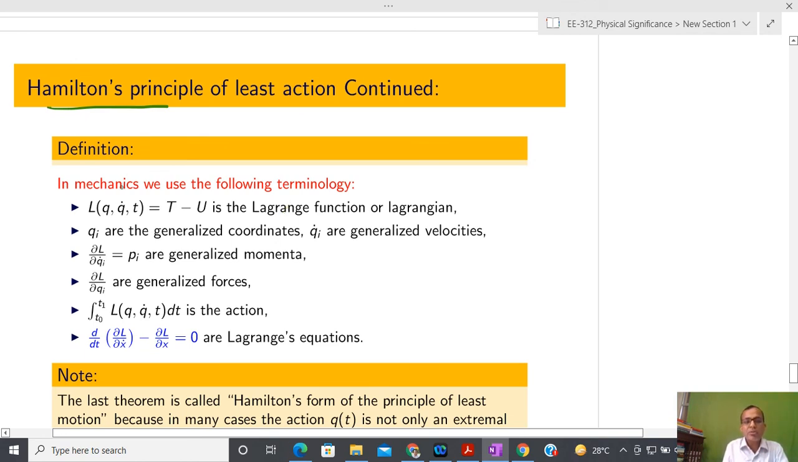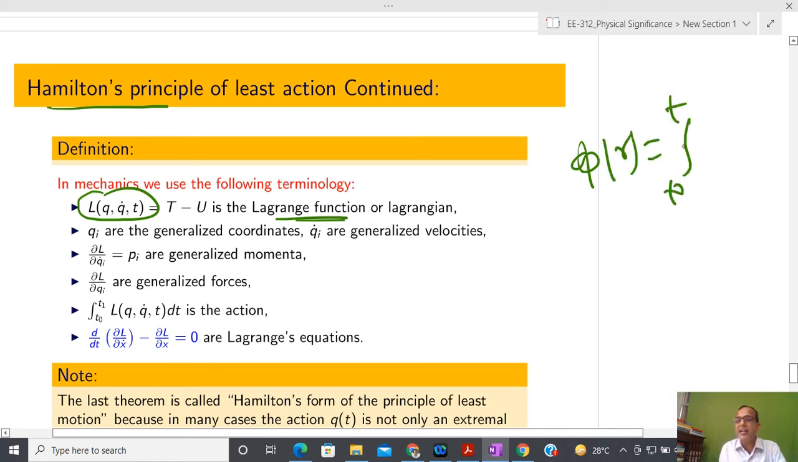Okay, so in mechanics we use the following terminology. How to formulate L? You have to take the Lagrangian function, that is called the Lagrangian function or Lagrange. Now, whenever you are solving the extremization of this functional, there is no need to worry about the whole thing, you can just worry about the Lagrangian. And how to define the Lagrangian? Kinetic energy minus potential energy.